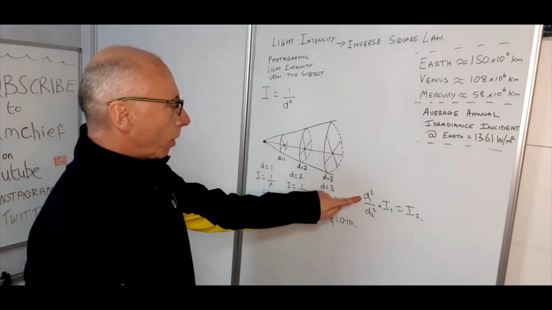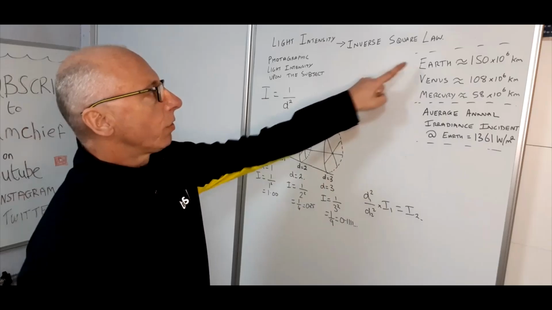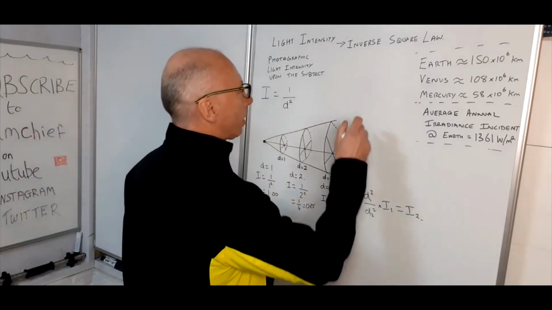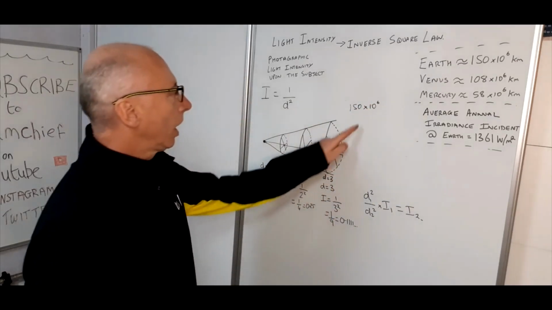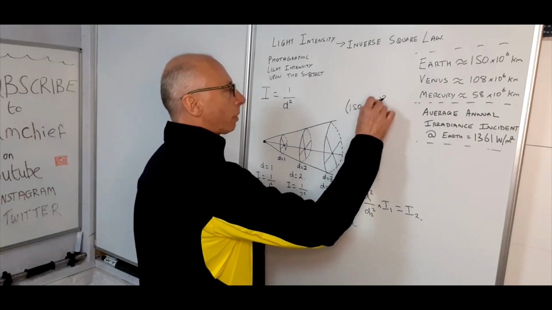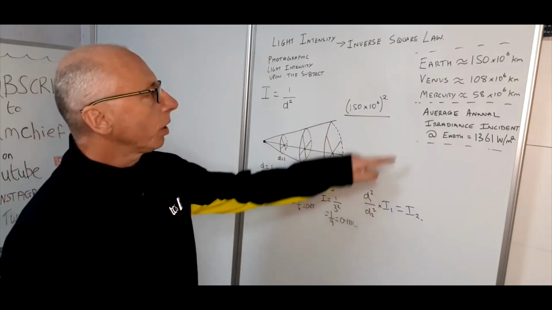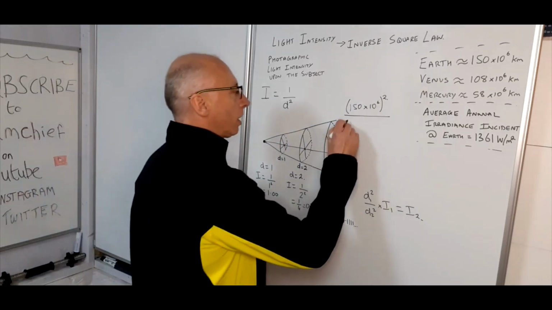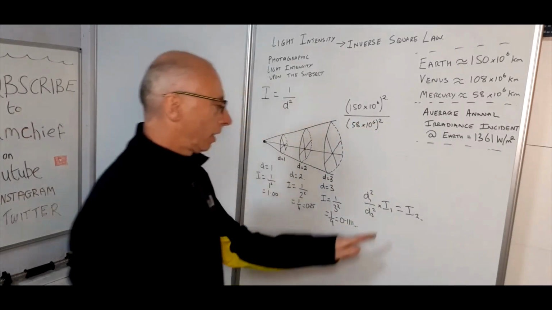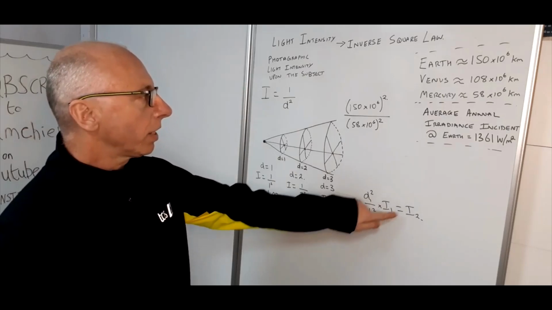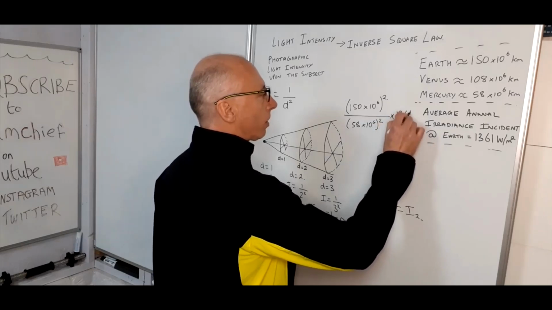So distance 1 squared. Distance 1 is going to be the Earth, which is 150 times 10 to the power of 6, and that's going to be squared. So that's going to make quite a big number. So I'm going to divide this now by the distance 2. We're looking for Mercury, so that is 58 times 10 to the 6 squared, and times I1. The irradiance incident at the Earth is 1361, so times 1361.